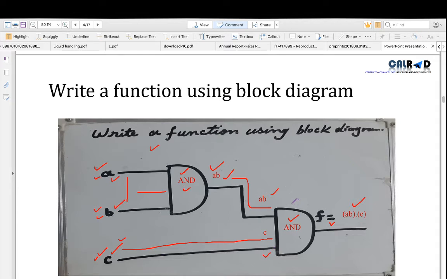There is again an AND gate, so what will be the output? Output will be the product. What is first input? That is AB, and we write AB here. And what is the second input? C, so the product into C. So the final equation is AB into C. So this is the final functional equation. So this is how we solve the block diagram and get our functional equation.